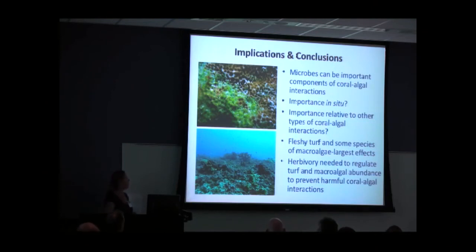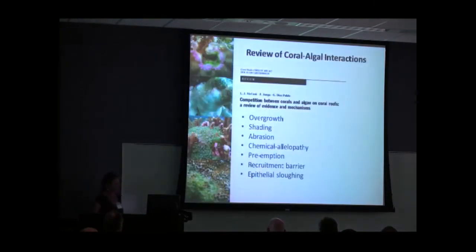We obviously still need to really quantify their role in situ, which is much more difficult, but some of Katie Barrett's work for a student has focused on that. We need to quantify the importance of microbes relative to other types of coral-algal interactions, and also the interactions that microbes may have with other types of coral-algal interactions. But we know that some of the fleshy turf algae and some species of macroalgae seem to have the largest effects. And we also know that herbivores are really important for regulating these different algal groups. And so herbivores seem to be also really important for regulating some of these negative coral-algal interactions that could be happening on reefs.